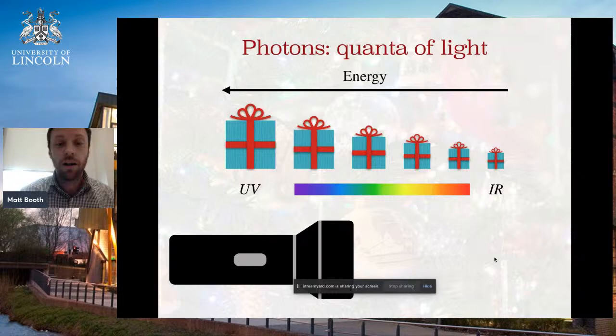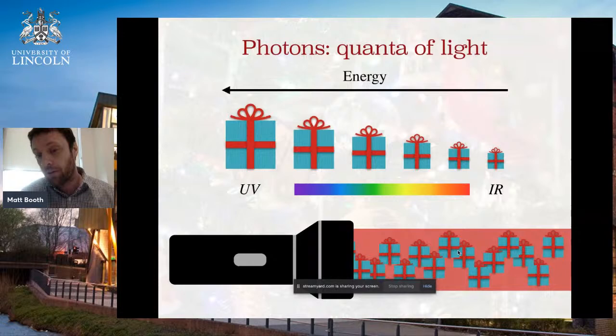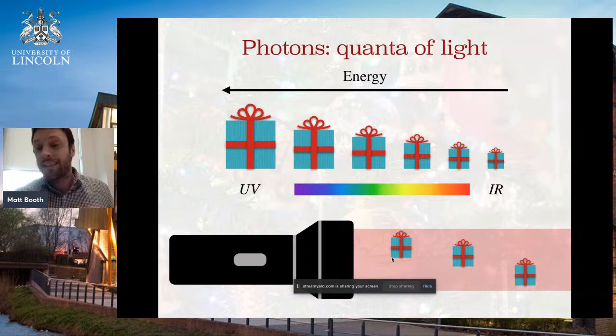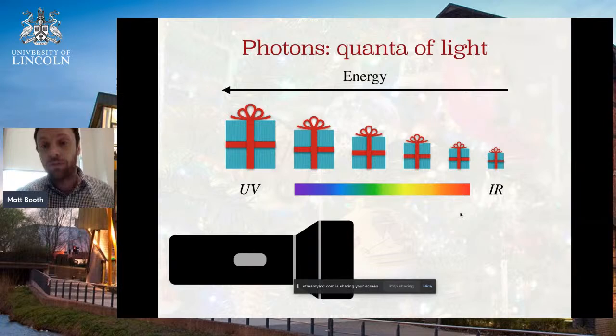We could increase the intensity of this light, so it's more intense. And what this means is that there's just more of these photons. The individual photons have the same amount of energy, but the total energy in the beam of light depends on the number of photons. We can go the other way. We can decrease the intensity, so we can make the light really faint. And again, we see the photons have the same energy, but there are fewer. The beam has a lower density of photons. The intensity is just the number of photons. It's the color that is dependent on the energy of the individual photons.